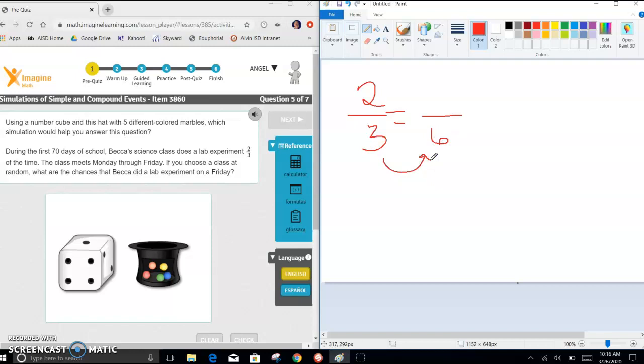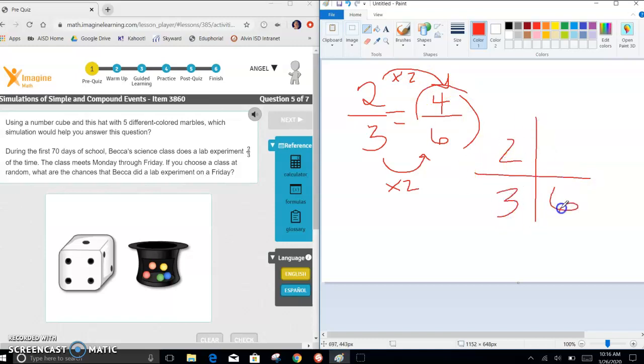2/3 is the same as... how do I get from 3 to 6? Times 2. So whatever I do to the bottom, I have to do to the top. So times 2, this would be 4 out of 6. This is the same as a proportion. 2/3 and something out of 6.